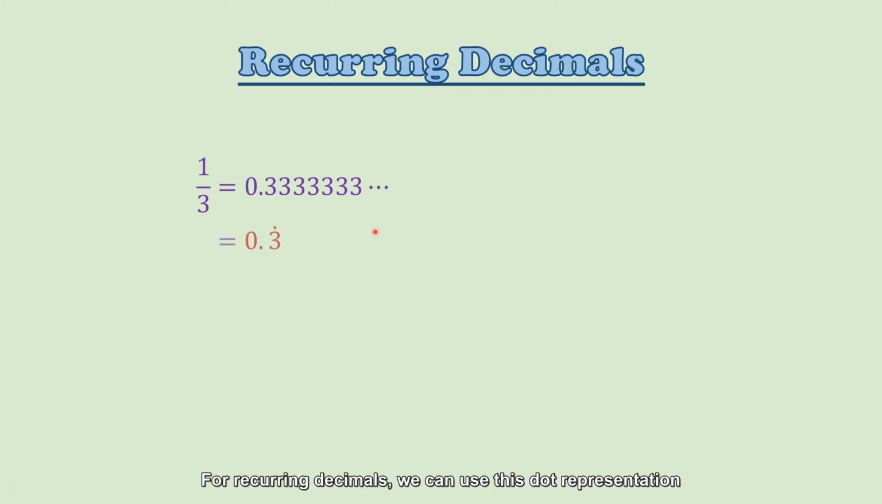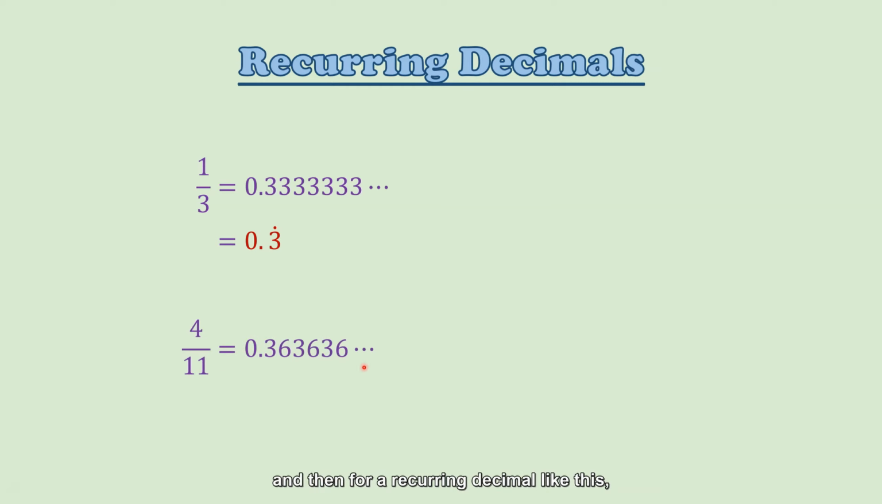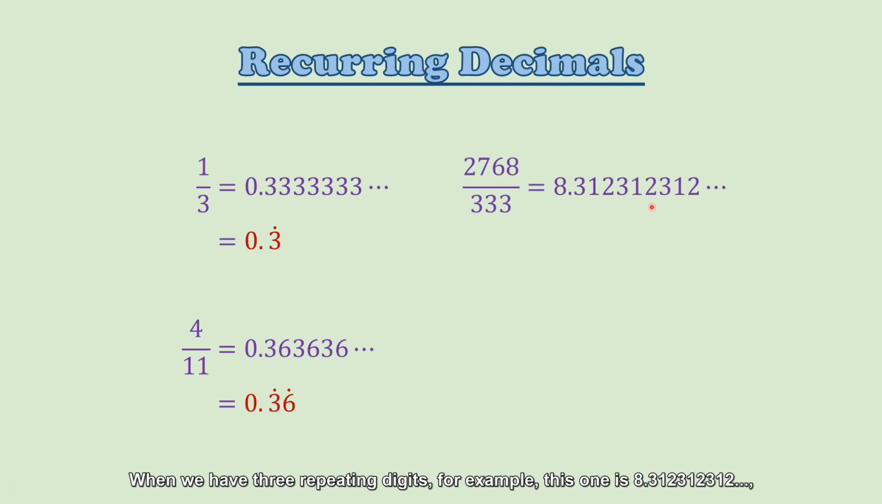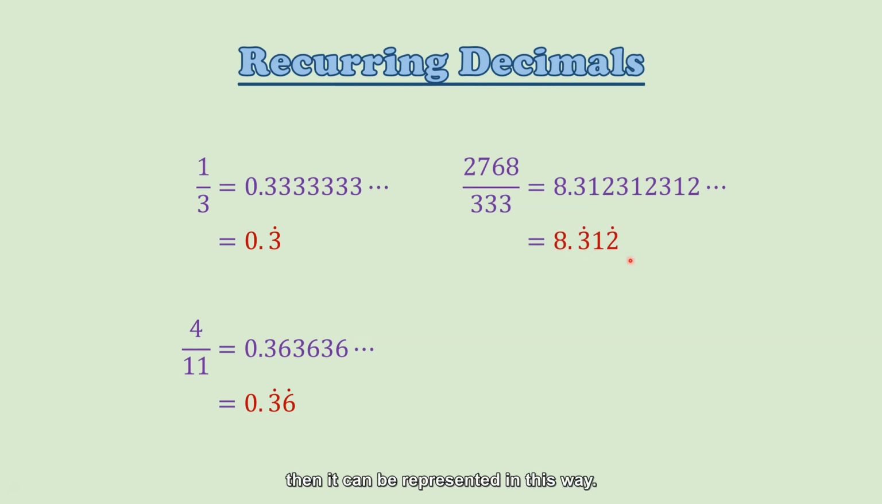For recurring decimals, we can use this dot representation to represent the repeating digits like this. And then for a recurring decimal like this, when we have two repeating digits, we can have two dots here like this. When we have three repeating digits, for example, this one is 8.312312, then it can be represented in this way. There is no need to use three dots. We just need to use one dot to denote the first repeating digit and then use a second dot to represent the last repeating digit.